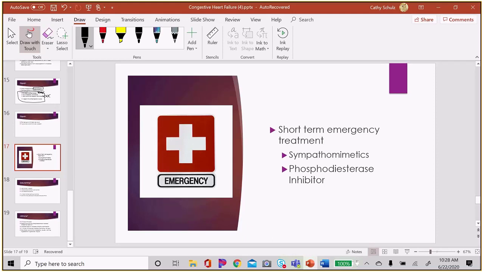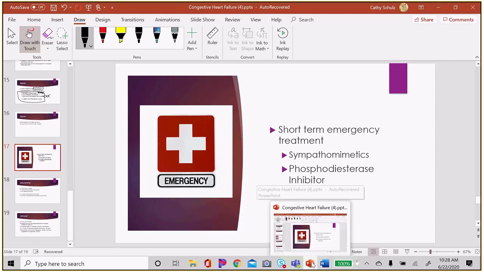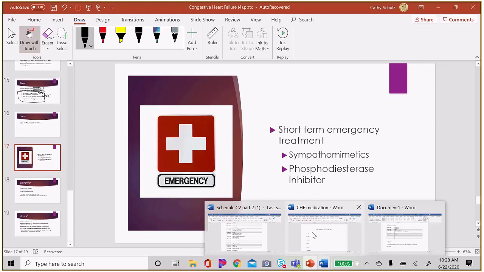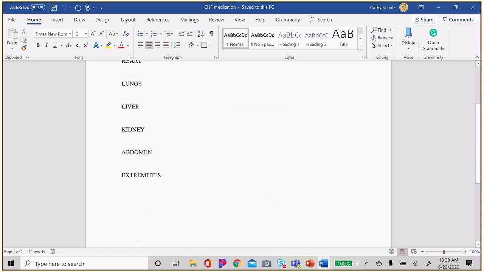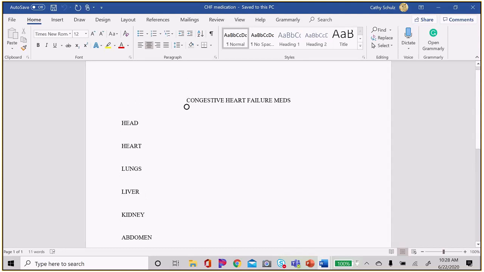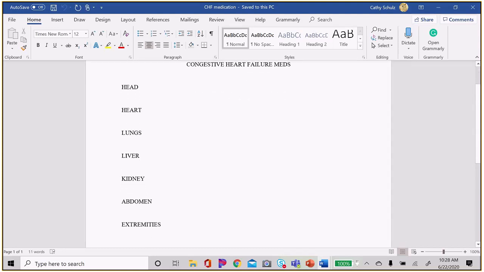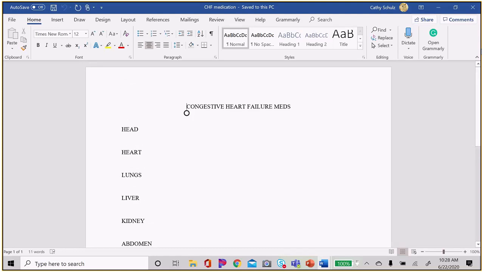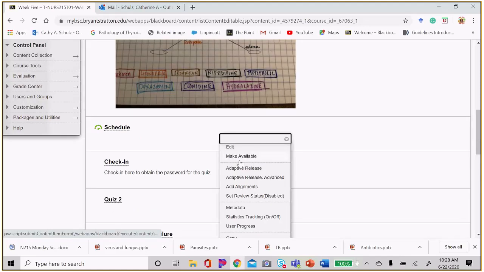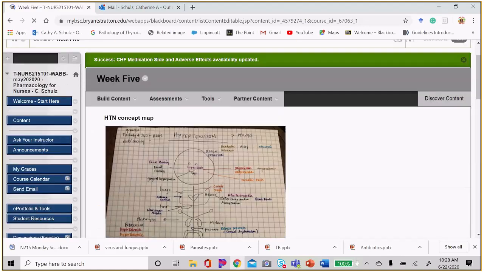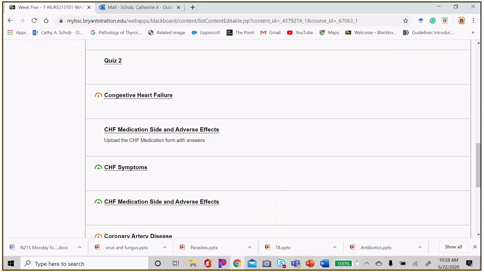Okay, so now it is 10:30. So for the next half hour, this would include a break too. This sheet here says congestive heart failure medications. Think about side and adverse effects of congestive heart failure medications and make yourself some kind of study sheet from this. And then take that study sheet and upload it to the congestive heart failure medication side and adverse effects, which I just opened here.